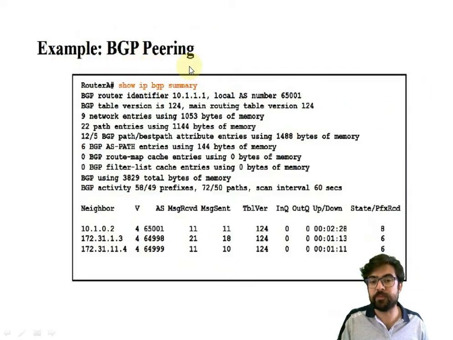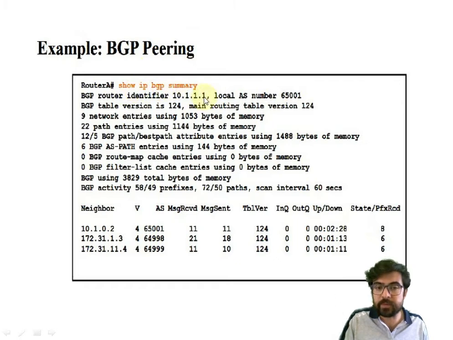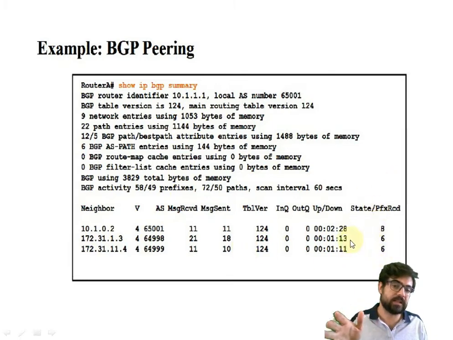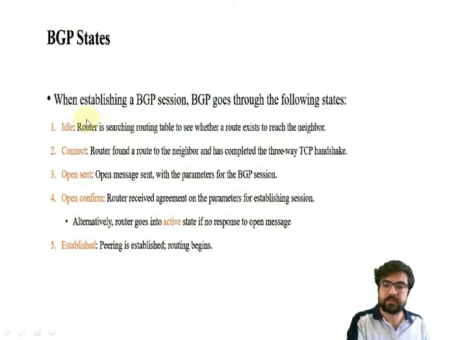And then for BGP peering, we have show ip bgp summary, and there we'll see these are the neighbors. And when you can see nothing in the state column, it means the state is established.